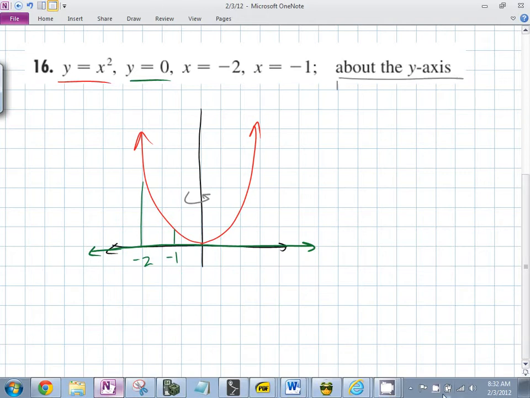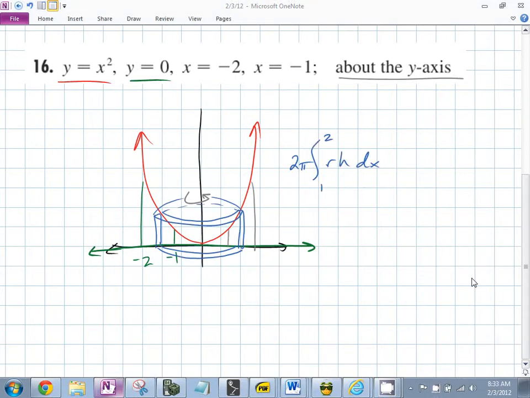So what's the first thing you need to do? What's our radius going to be? This one's a nice radius, right? 1 to 2 of what? And what's the height? Dx. That's it. Anybody have an answer they want to share for 16? Anybody have an answer? Anybody have 3 pi over 2? 15 over 2 pi, so people think it's 15 pi over 2.